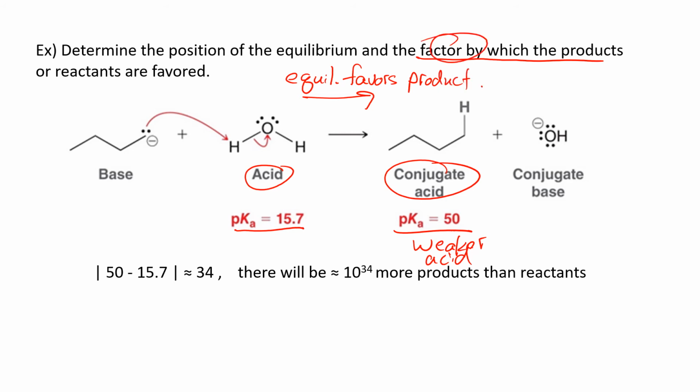But now we have to determine by what factor. So to do that, take your pKa values and subtract them. It doesn't have to be products minus reactants or reactants minus products. Just take the bigger one, subtract the smaller one, and use an absolute value. So we get 34. The 34 orders of magnitude is the difference. So that 34, remember, like we did earlier in the lecture, just put that right there, 10 to the 34.